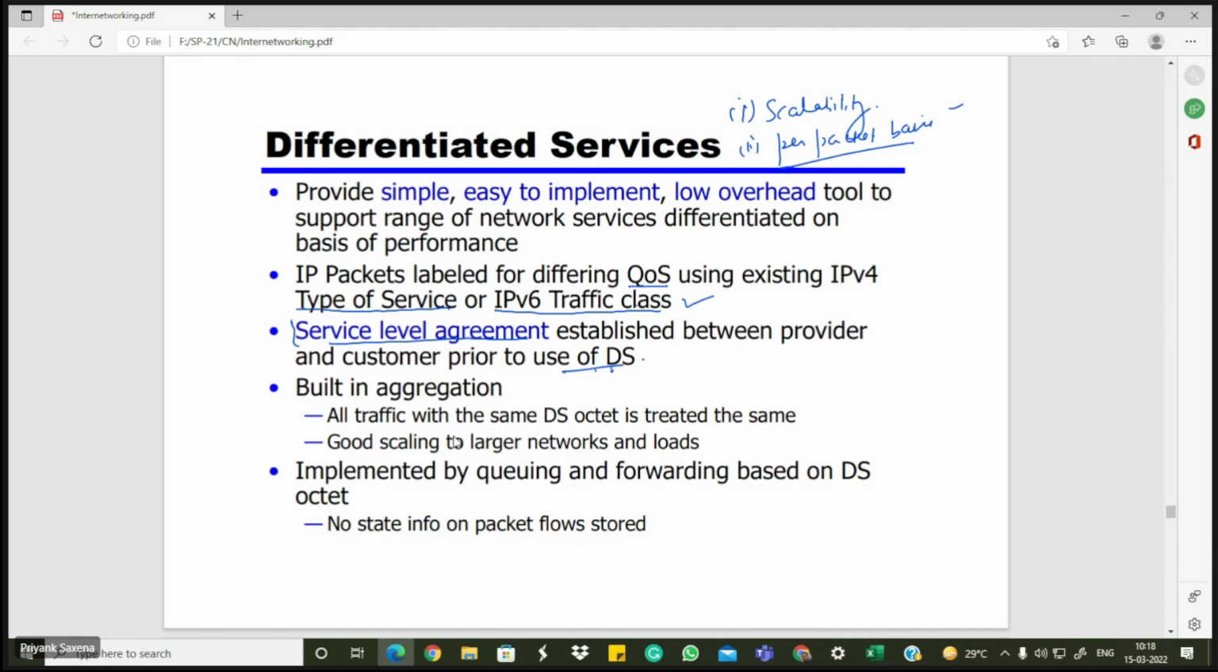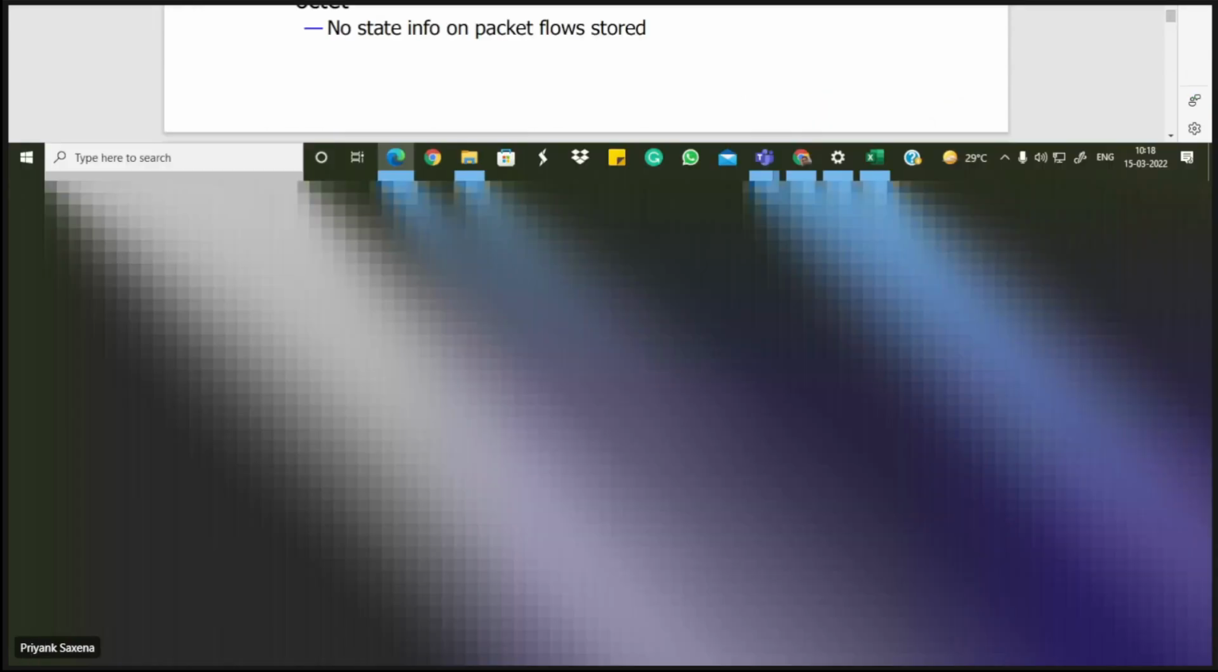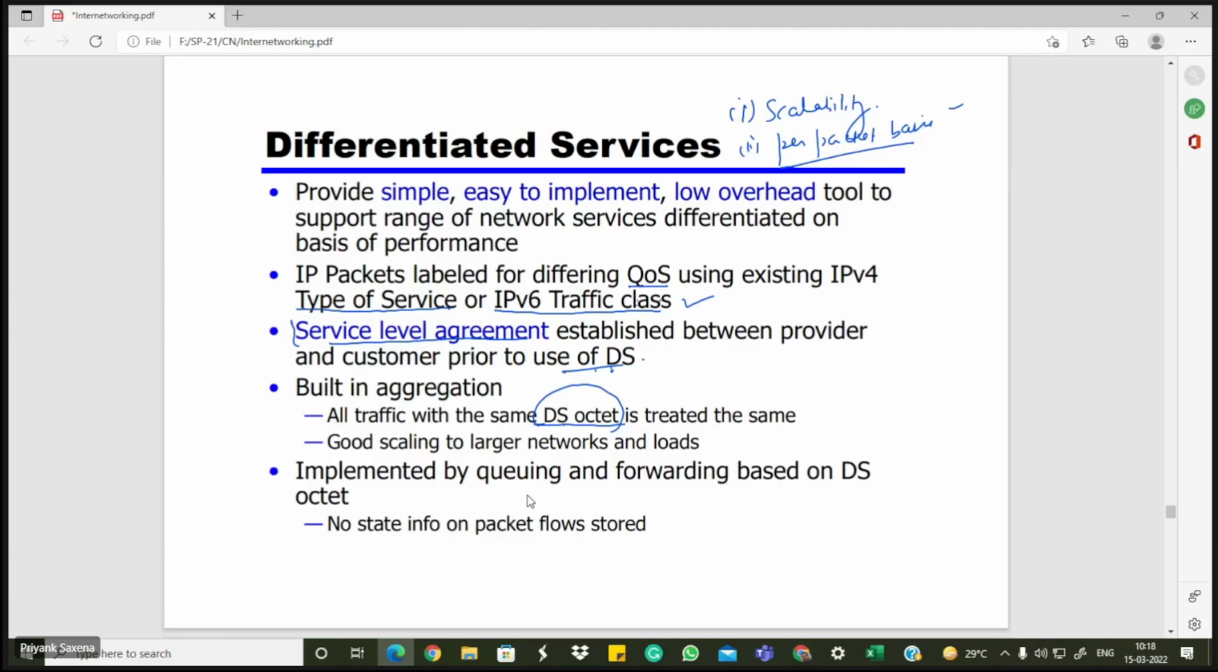So one 6-bit code is put, which we call a DS octet, and 8 bits means 2 bits are reserved. So a 6-bit DS octet is put into this IPv6 traffic class or type of service field, right? And the packets with the same DS octet will be treated in the same manner, like a flow, right? So if suppose 100 packets use the same DS octet, they all will be considered as a flow, right?